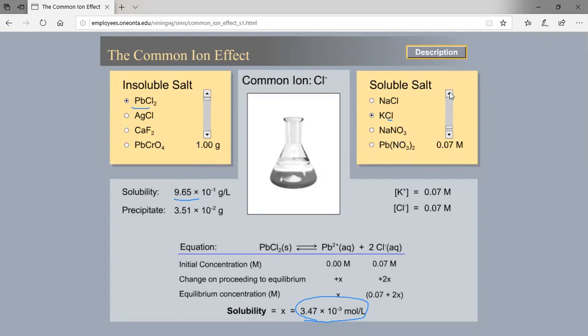And as we continue to add more and more of this soluble salt, it continues to decrease the solubility, which then results in an increase in the amount of solid insoluble lead 2 chloride forming on the bottom of our container.